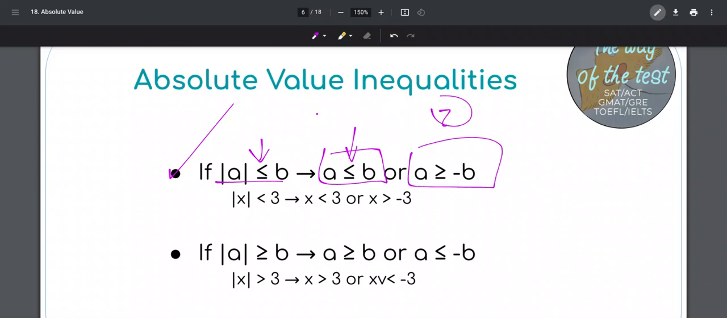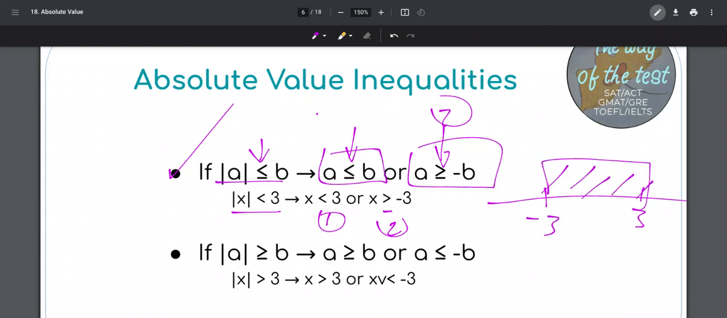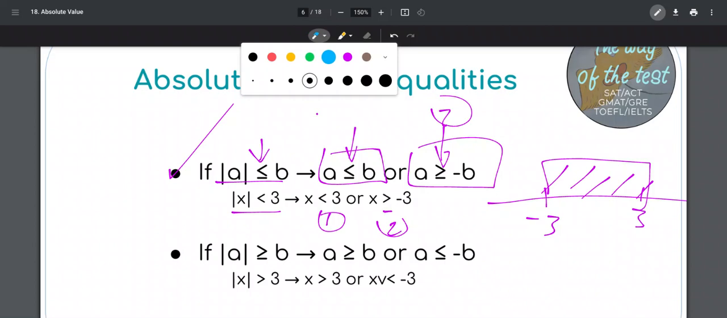I'm going to use negative b, and I'm also going to switch the symbol, greater than or equal to negative b. So if I have absolute value of x is less than 3, then I have two cases. x is less than 3 or x is greater than negative 3. This happens because I'm looking for the result to be less than 3. So I have my number 3 here, negative 3 here, and I'm looking for all the values that are inside this range, from negative 3 to 3.